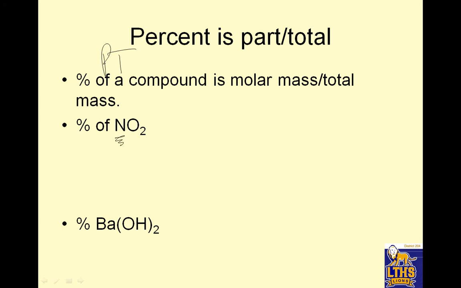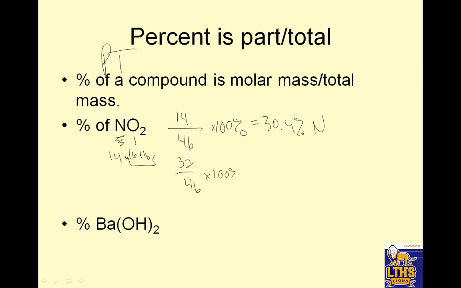So nitrogen from the periodic table is 14. Oxygen is 16. So this bottom part is going to be 16 plus 16 plus 14, which is 46. So 14 divided by 46 times 100 is 30.4%. Now, if you want to find the percent of oxygen, I would take 32, 16 plus 16, over 46 times 100. And 32 divided by 46 times 100 is 69.6%. I could have also subtracted that from 100.